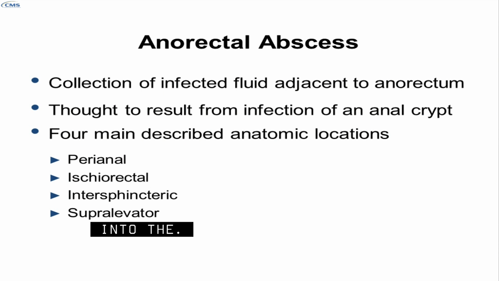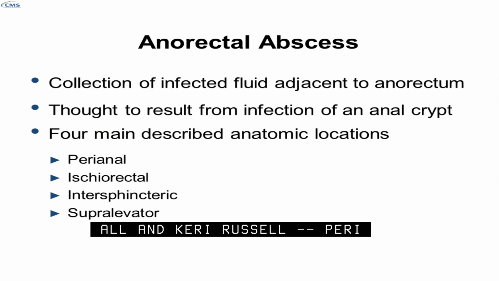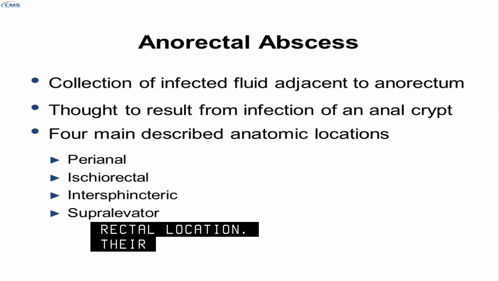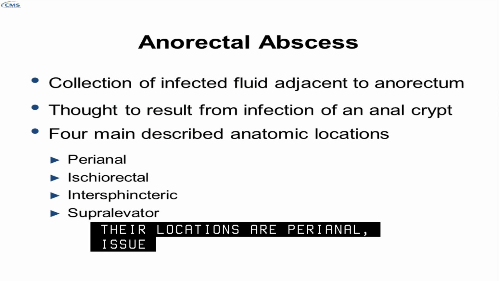There are 4 main anatomic locations that every surgical or colon and rectal surgery textbook I've seen has used: perianal abscesses as one category, ischiorectal abscesses as another, intersphincteric, and supralevator abscesses. These are pretty much constant terms that you find in treatises on this topic.